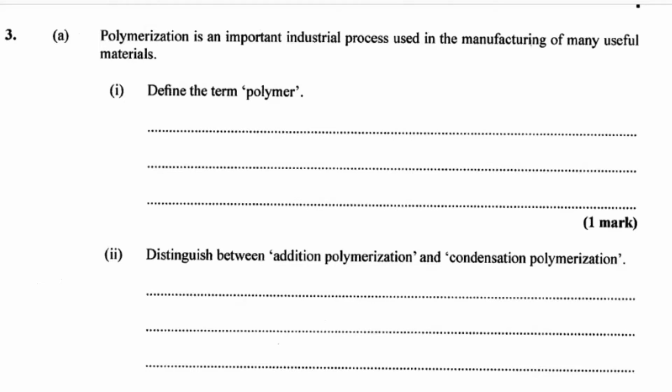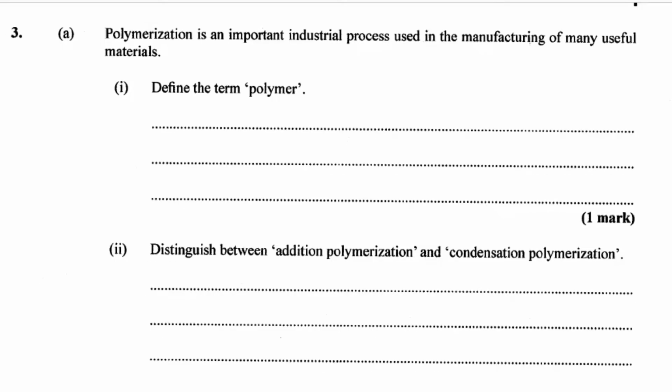Let's begin. Now, this question is an organic chemistry question, and it's on polymers and reactions of organic compounds. Part A. Polymerization is an important industrial process used in the manufacturing of many useful materials. 1. Define the term polymer. And this is something we would have seen before. A polymer is the compound formed when many monomer units join.